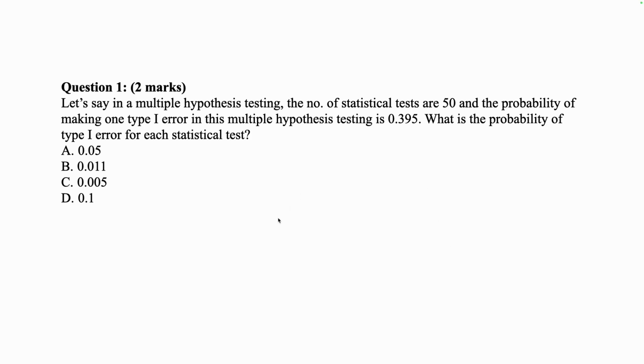The question number 1 states that let's say in a multiple hypothesis testing, the number of statistical tests are 50. And the probability of making one type 1 error in this multiple hypothesis testing is 0.395. What is the probability of type 1 error for each statistical test? So please remember type 1 error is false positive, and if we are doing 50 statistical tests, the probability of false positive among all the tests is 0.395. We need to calculate the probability of false positive for each test. So please try to solve this question and try to answer this question as well.